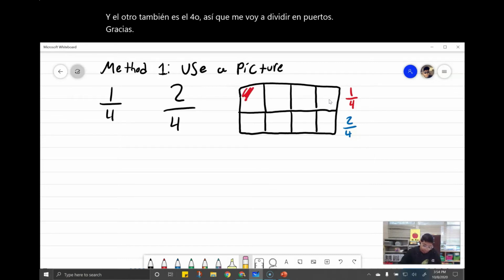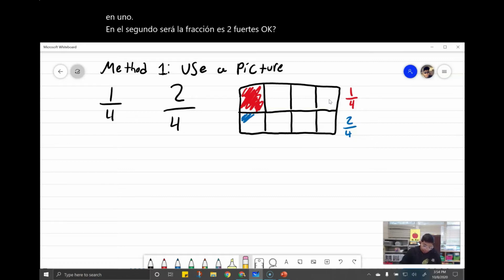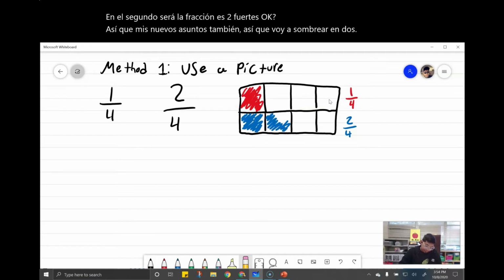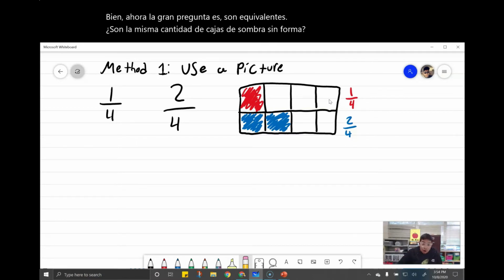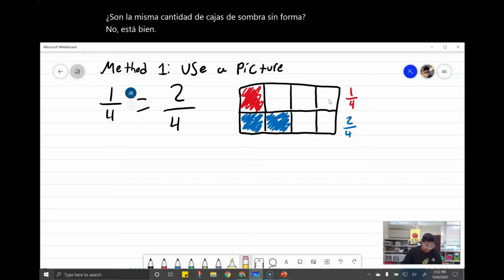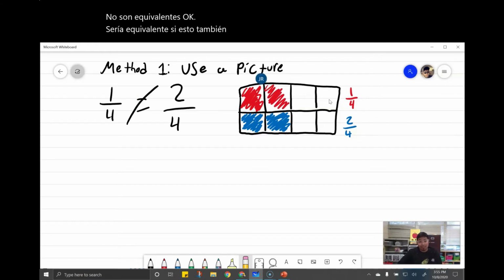The first one is 1/4, so my numerator's a 1, so I'm gonna shade in 1. And the second fraction is 2/4, so my numerator's 2, so I'm gonna shade in 2. 1, 2. Okay, now the big question is, are they equivalent? Are they the same amount of shaded boxes? No, that's good. They're not equivalent, okay? It would be equivalent if this one was also 2/4, but it's not.